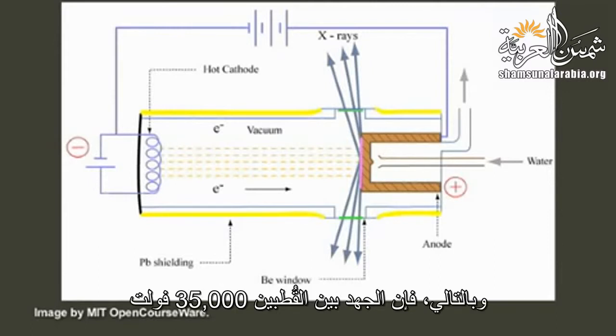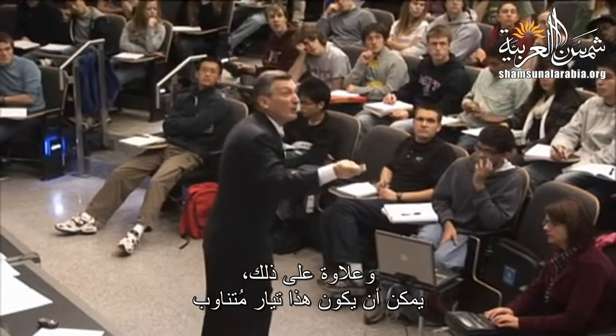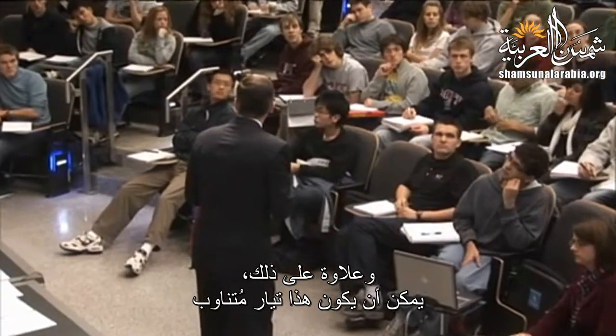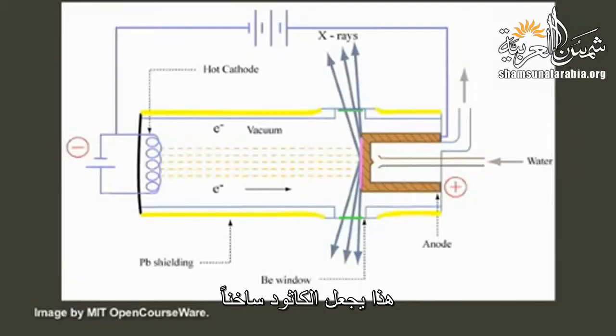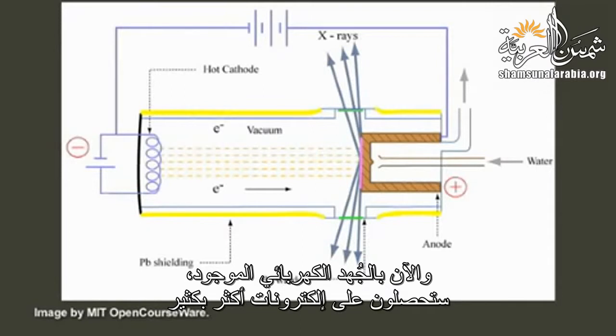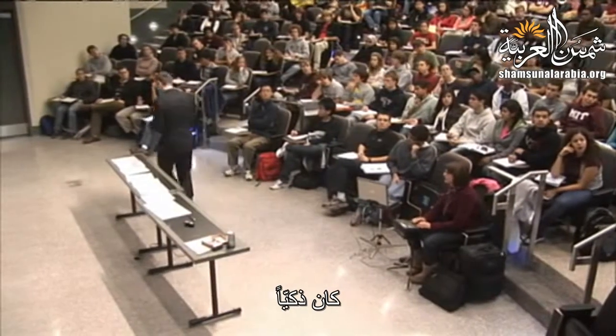So the potential between here and here is 35,000 volts. The potential along this stretch of real estate might be several hundred volts. And furthermore, this could be an AC signal. It's Coolidge. He's smart. So this makes this hot, and now, per given voltage, you get much more yield of the electrons. So that was pretty good. I like that. Smart.